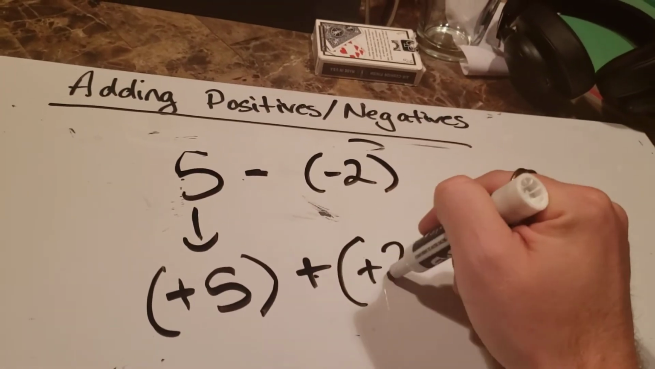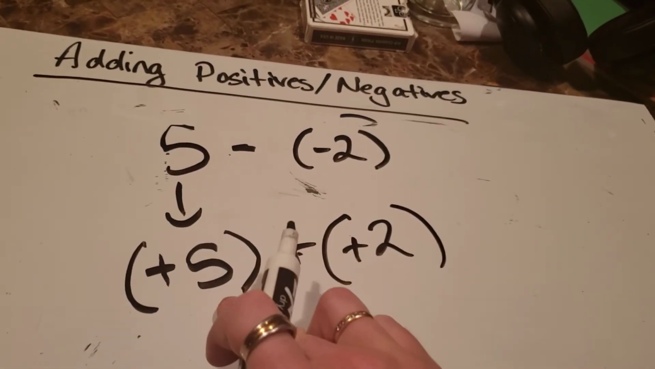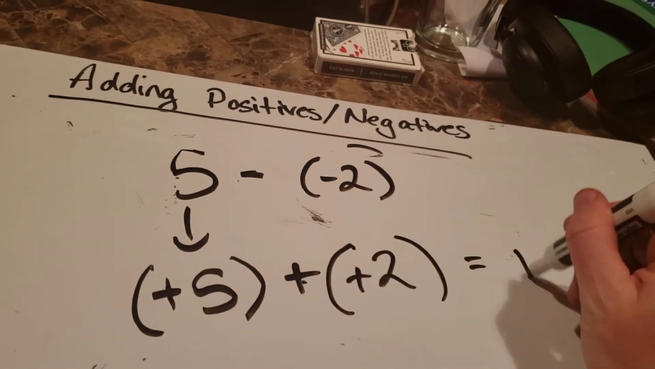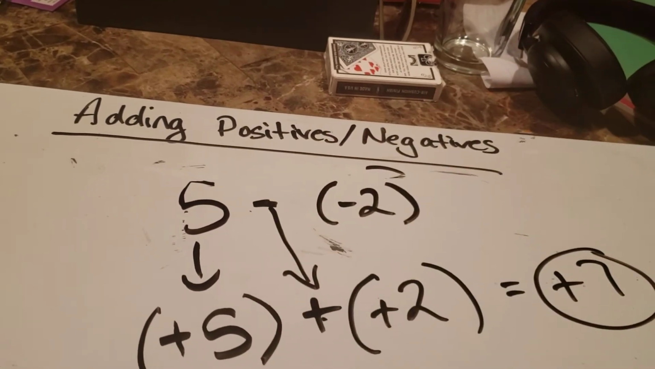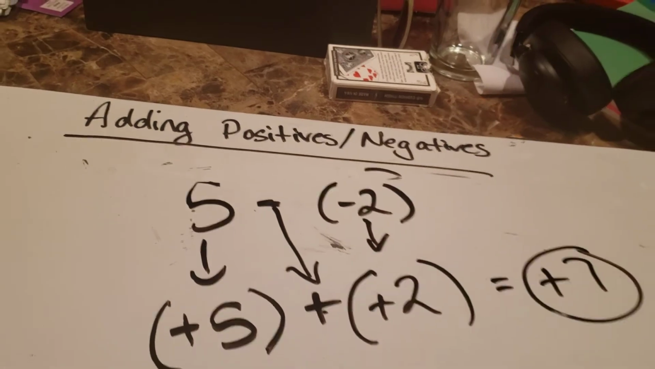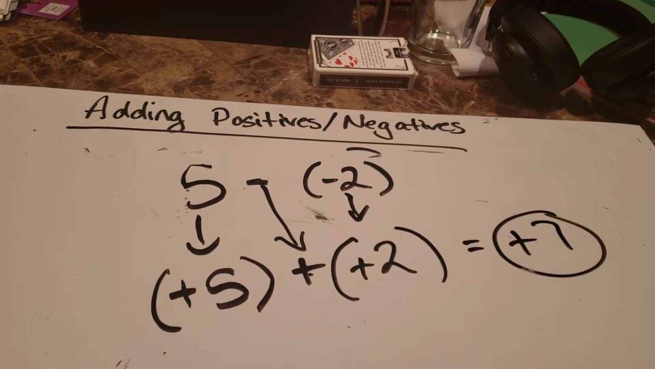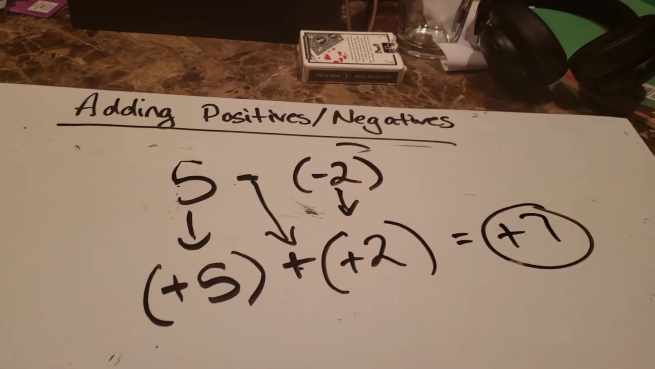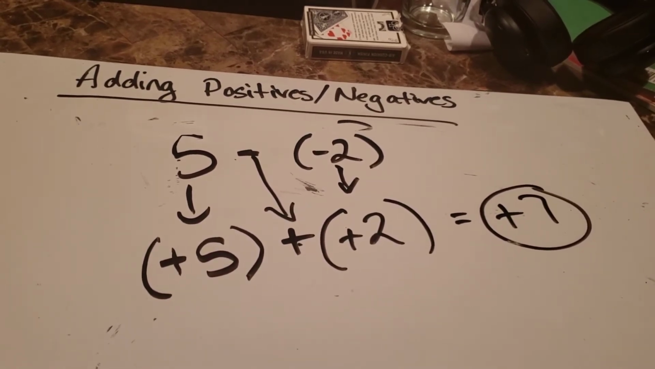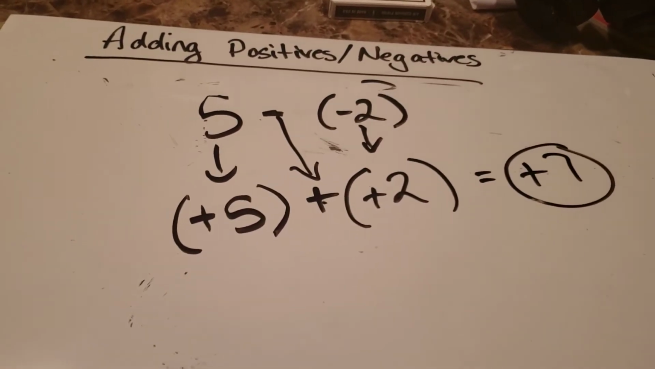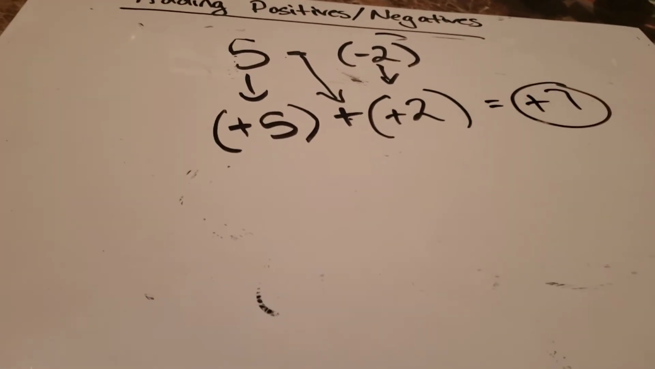+2. So it looks super funky, but 5 minus -2 actually turns into positive 5 plus positive 2, which is positive 7. Instead of subtracting, turn your subtraction to an addition symbol and add the opposite of your number. So 5 minus negative 2 turns into positive 5 plus the opposite of negative 2, which is positive 2. So it's weird. When you subtract a negative, you actually add a positive because you're adding the opposite. So when you subtract, you can turn it to addition by adding the opposite.